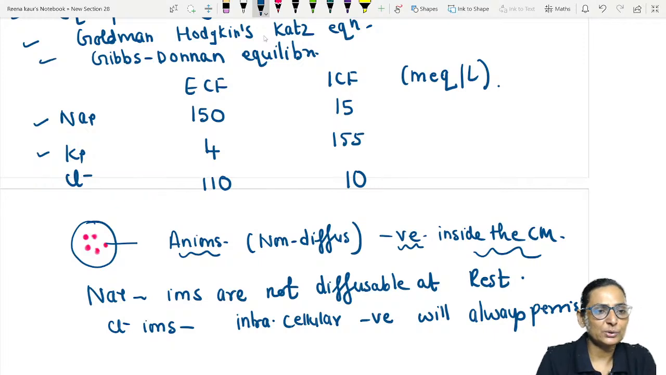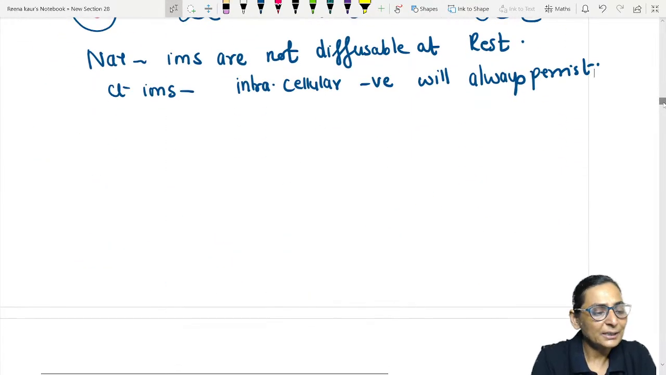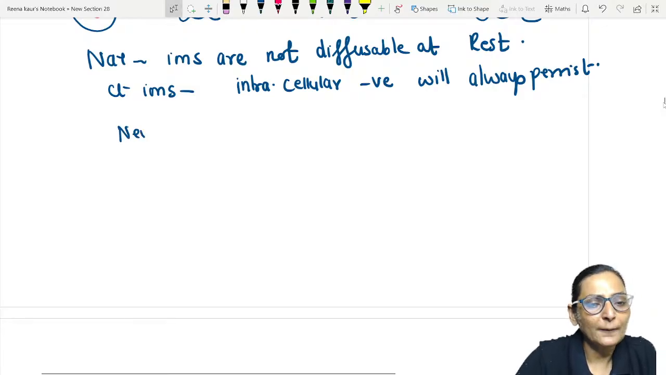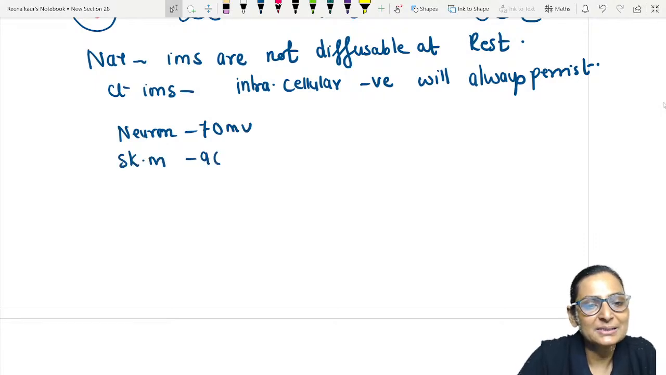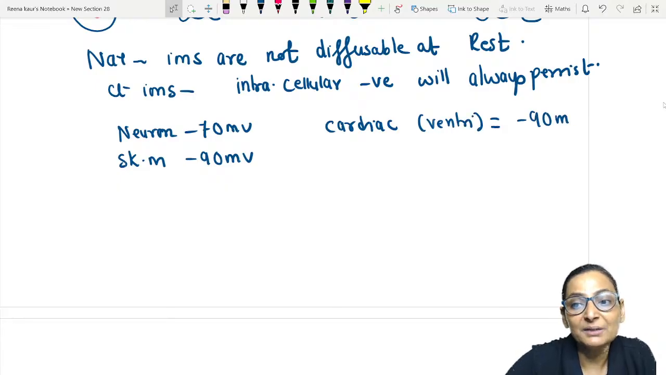Just as there is a sodium potassium pump for sodium, there is no pump for chloride. So it is not able to move easily inside and outside as compared to sodium and potassium. And sodium is non-diffusible, so we cannot repeatedly bring sodium inside at rest. So at rest, the resting membrane potential will always be negative. For example, in a neuron it is minus 70 millivolts. In skeletal muscles, it is minus 90 millivolts. In cardiac muscles, that means the ventricles, it is minus 90 millivolts. But at the level of the SA node, it becomes less negative.